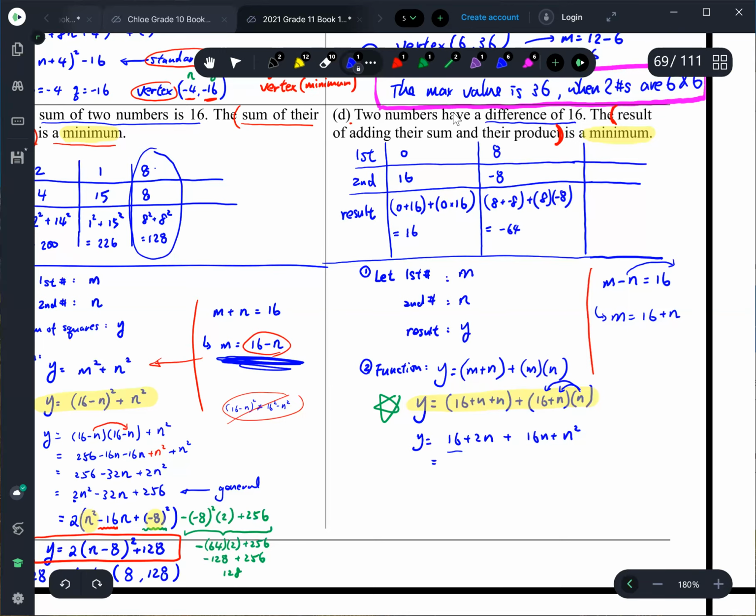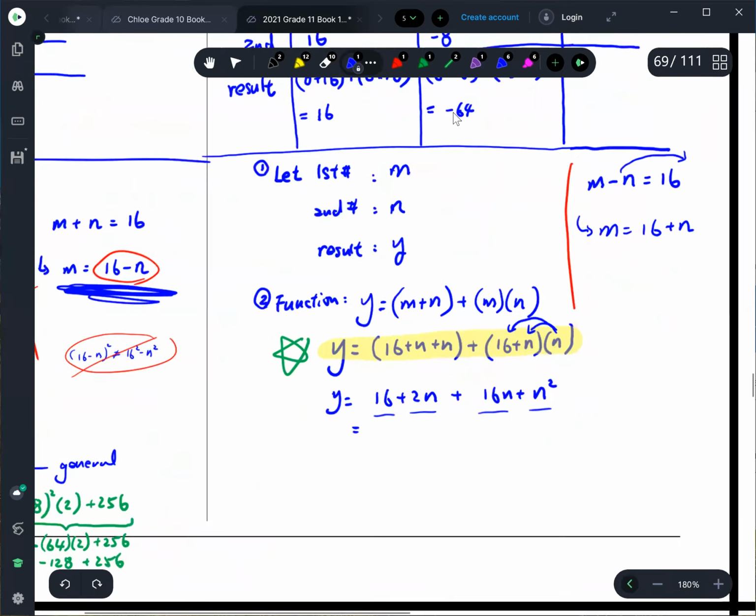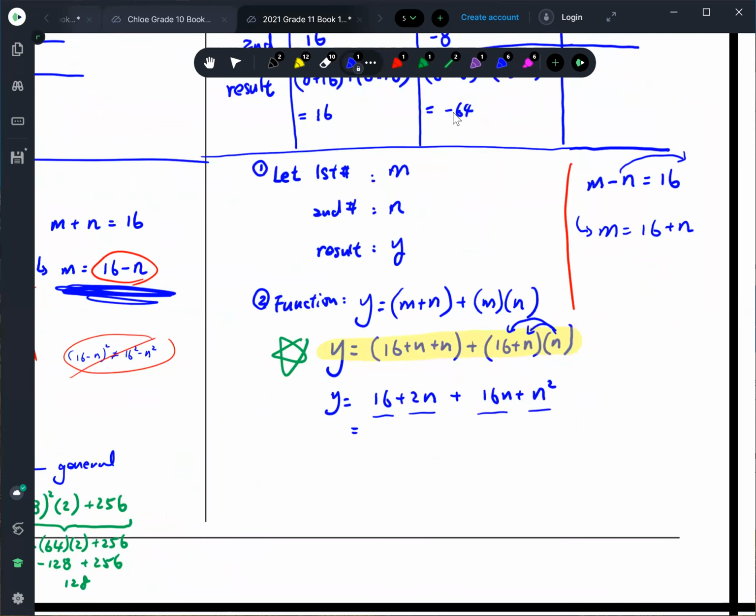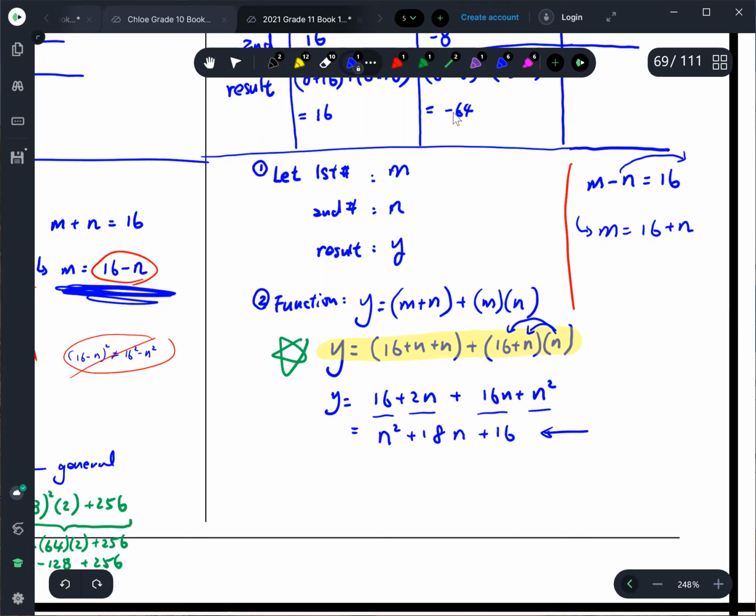You have 4 terms here, right? Do you see I underlined it? Yeah. Okay, which ones are like terms? 2n, 16n. Add them up. So then it's 18n. Yeah. And then put it in descending order. So which one goes first? Is it n squared? Yeah, n squared and then plus 18n, and then plus 16. So this is called the what form? Is it general? Yeah, this one is called the general form.